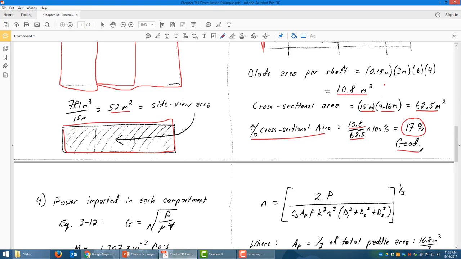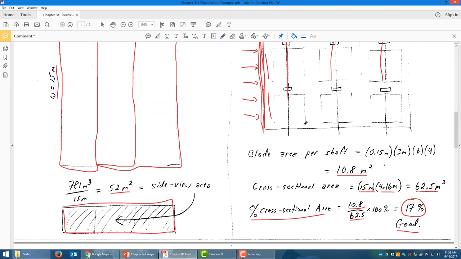And this is good. We could look in some of the standards and some of the typical designs and see that you don't want too much blade area per shaft. You don't want too little blade area per shaft either. But if you have too much blade area per shaft, water is not going to be able to flow through the paddles, and we would get this big circular flow.